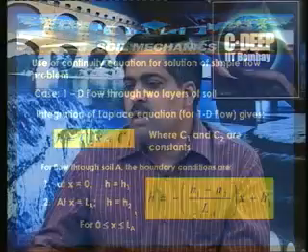Let us consider one-dimensional flow through 2 layers of soil. The Laplace equation of continuity for one-dimensional flow is dou square H by dou x square equal to 0. By integration of that we get H equal to C2x plus C1, where C1 and C2 are constants, and x is the distance along the x axis.